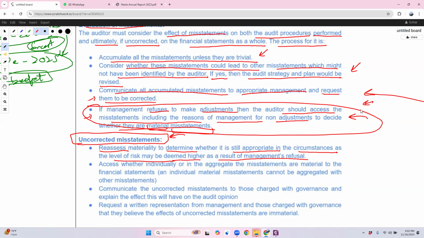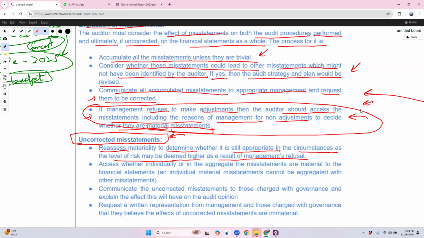Yes, this is just, we had a discussion with the management. We did not change the materiality in this case. Now we are changing the materiality. We are not talking about discussing with the management. We have already discussed something with the management. They have refused to adjust the material misstatements.